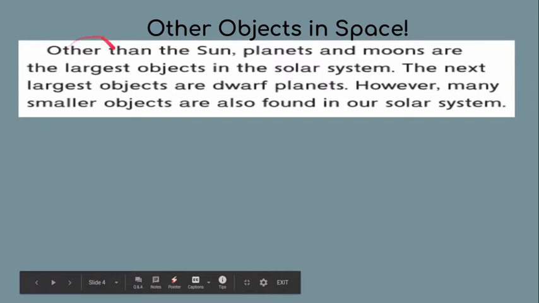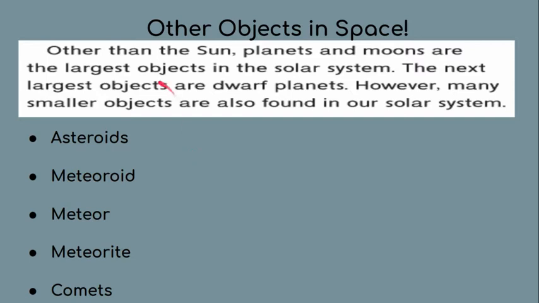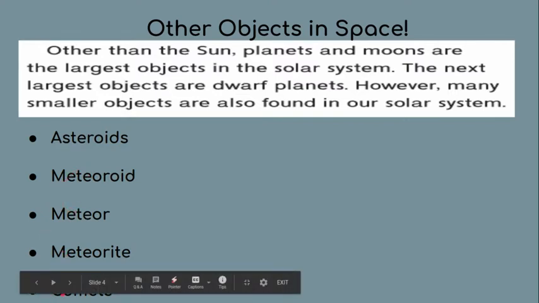All right, so it says other than the sun, planets and moons are the largest objects in the solar system. The next largest objects are dwarf planets. And so, for example, Pluto is now considered a dwarf planet. Okay. And so, however, many smaller objects are also found in our solar system. So, here is the list of other objects: we have asteroids, we have meteoroid, meteor, meteorite, and comets.